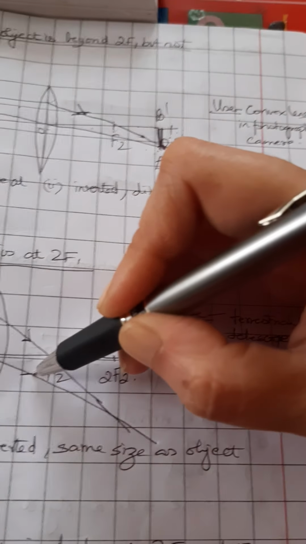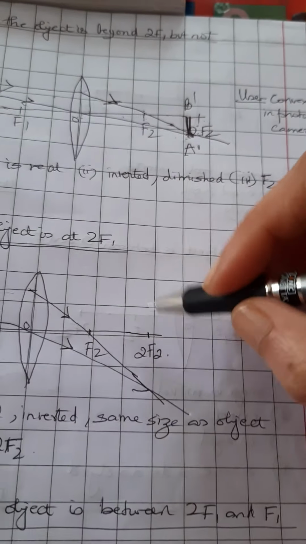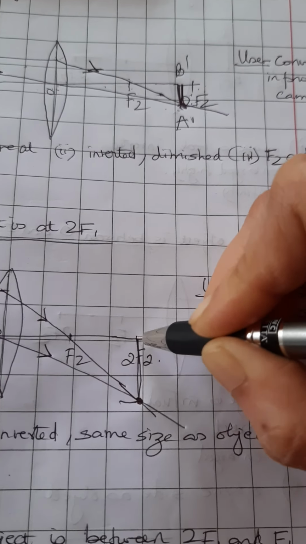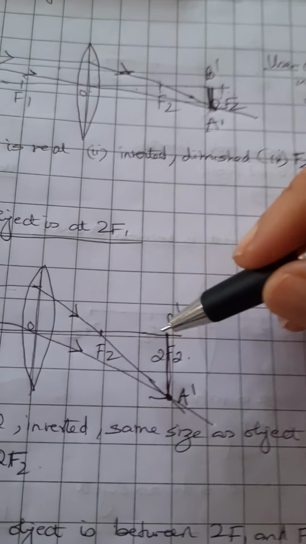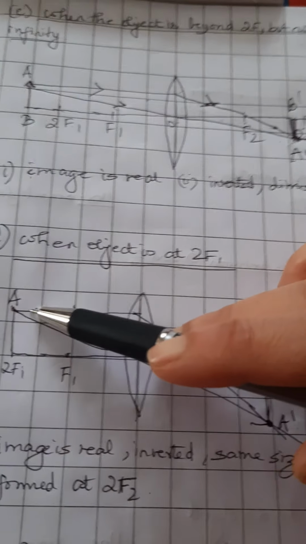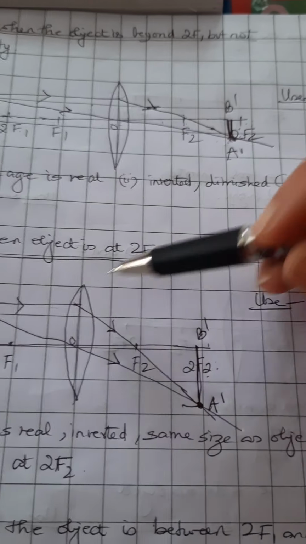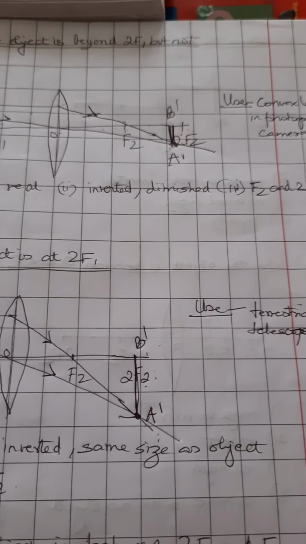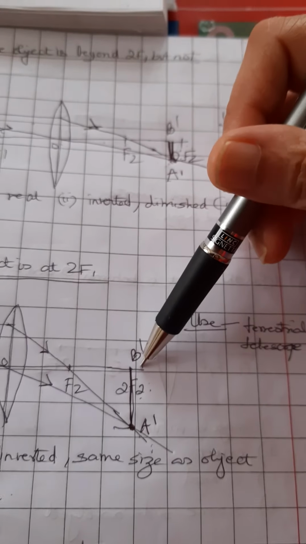I'm not going to draw so straight. Another ray which will pass through the optical center will cross the first ray at this point, and I can draw this image. A dash B dash is formed at 2F2. You will see that this image size is the same as the size of the object. The image is real, inverted. Inverted means AB becomes A dash B dash upside down, but the size of the image is going to be the same. It is going to be formed at 2F2.